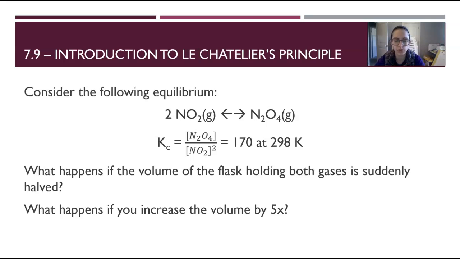What happens if you increase the volume by 5? This is the opposite. The volume is going up, so that means our pressure is going to go down. To reestablish equilibrium, we're going to shift to produce more particles, because more particles will bring the pressure back up. So it's going to shift in this case to the left, or to the reactants, because that's the side with more particles. We have 2 NO2s on our reactants compared to 1 N2O4 on our products.